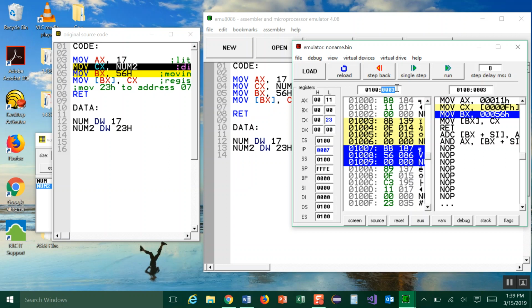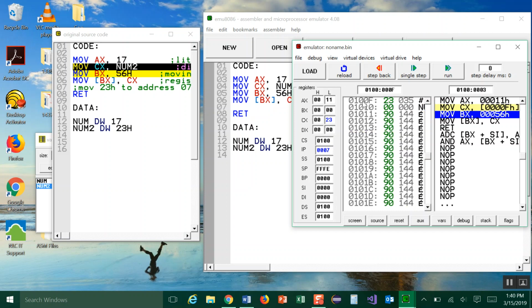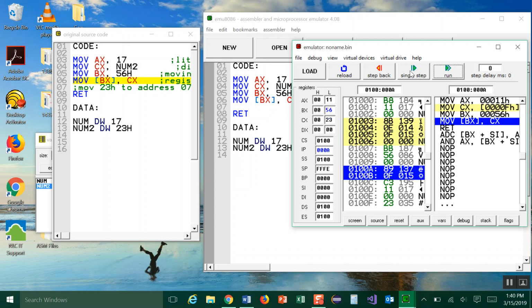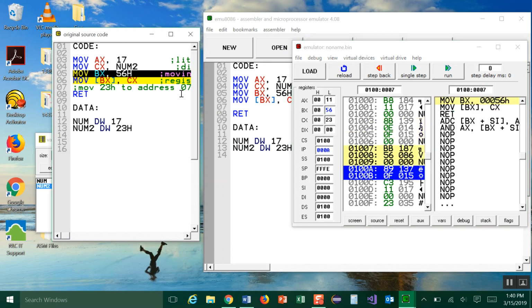Okay, let's go to 000F. And you see that is the address, right? And 23 is located there. Once again, that's why we say it is called direct. Okay, so we did that already. And the next instruction is move 00056H into BX, right? Okay, we are doing that.